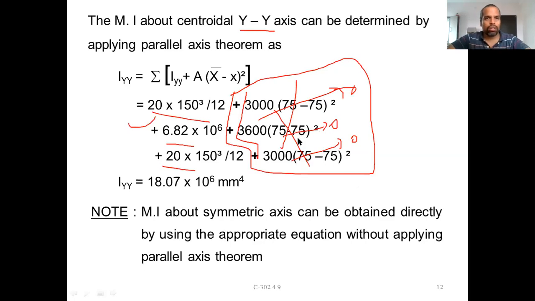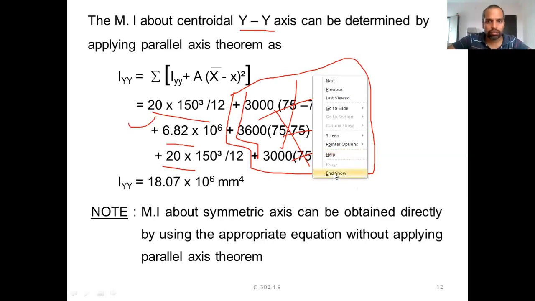Okay, so let us stop here. Moment of inertia calculations.